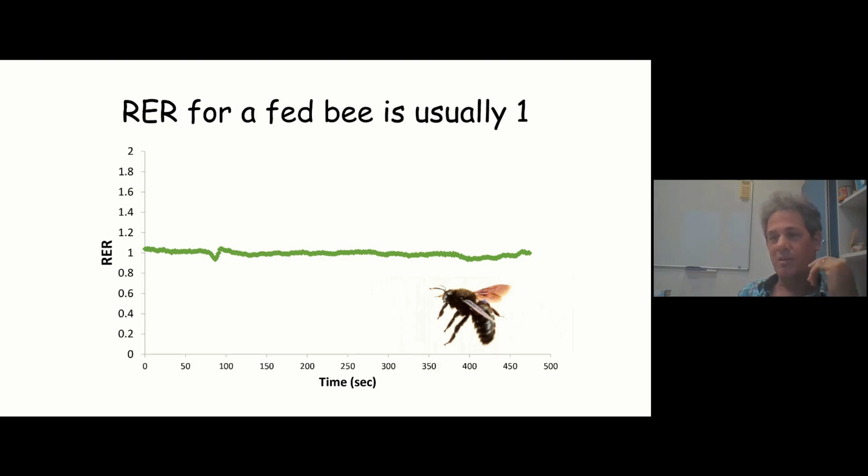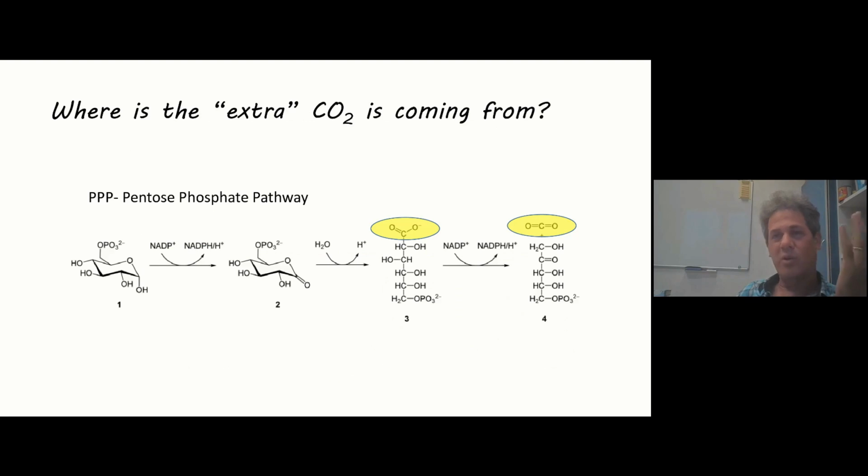So what can bring us extra carbon dioxide? We went into the biochemistry and found that when you activate the pentose phosphate pathway, in the oxidative phase, when glucose turns into ribulose, carbon number 1 from the glucose goes out as carbon dioxide without consuming any oxygen. So it's a potential pathway that can explain the very high RER that we get for nectar-feeding animals.